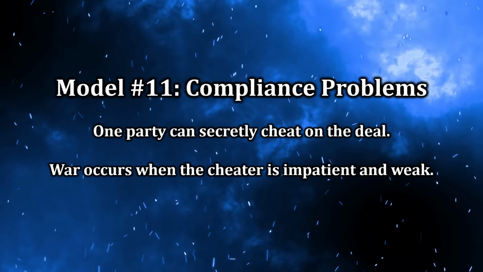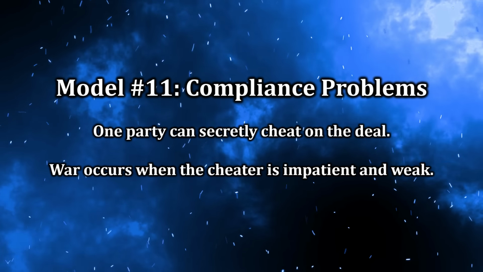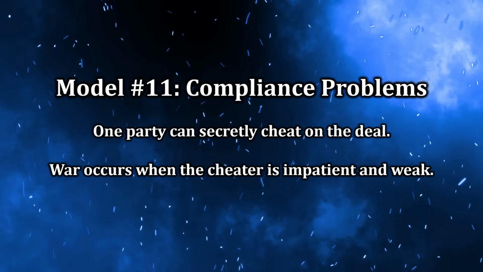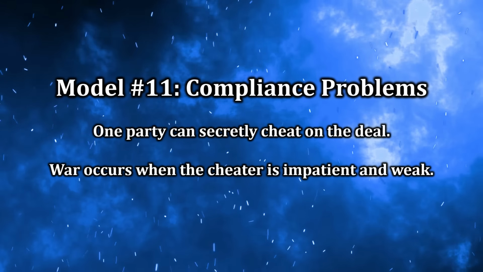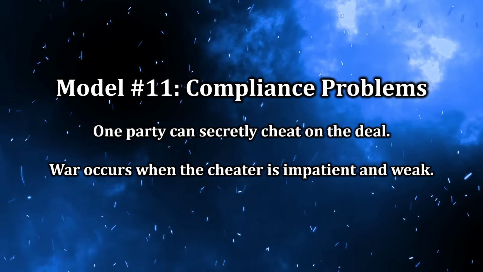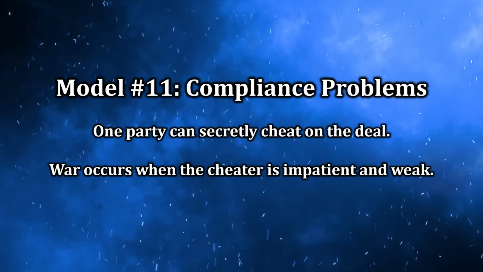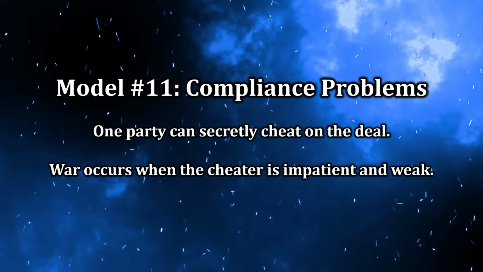Model number 11. Compliance problems. What if one party can secretly cheat on the deal and steal everything that is in dispute between the two? Deals are still possible under some circumstances, because the opponent will respond to cheating today by fighting a war tomorrow. In such cases, the potential cheater receives a premium in the peaceful division, essentially to buy out the cheating option.